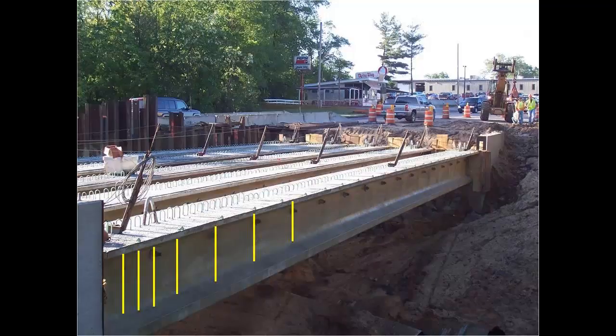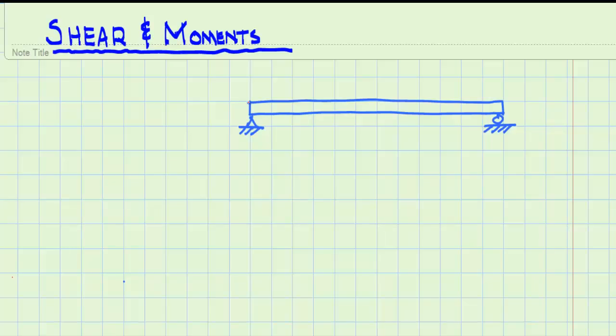Now we're going to look at how to easily build shear and moment diagrams to achieve good design of structural components. Let's look at a simply supported beam. The beam can have any arbitrary loading. I'll draw a distributed load.